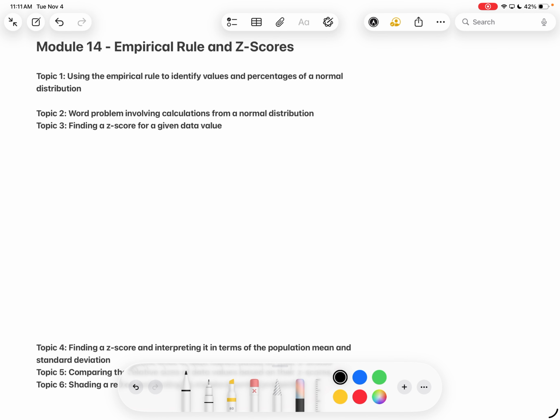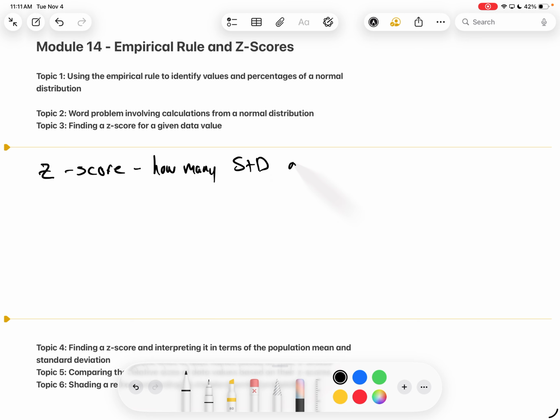Okay, a z-score, my non-mathematical definition, is how many standard deviations away from the mean. How many standard deviations you are away from the mean, okay? So a standard deviation kind of tells you what the general variation of the data is, and this tells you how many variations away you are from the data.